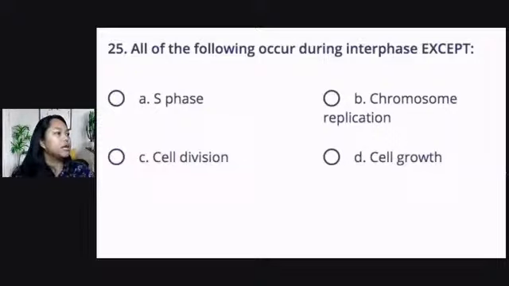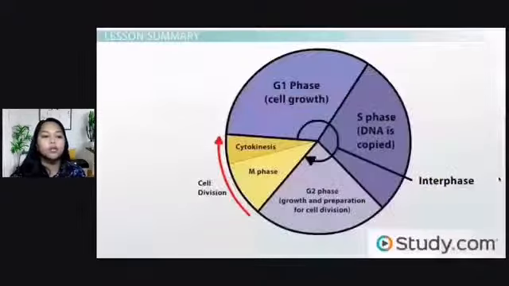Okay, letter D, cell growth. Letter C, my D. Correct choice here. Ang hinahanap natin ay exception. All of the following occur during the interphase except, the correct choice is cell division. Okay, sa interphase mo, may S phase, may chromosome replication, may cell growth. What is one thing that does not happen during the interphase is cell division. So wala lang division, no? Walang division. Okay, so cell division is the correct choice for number 25.